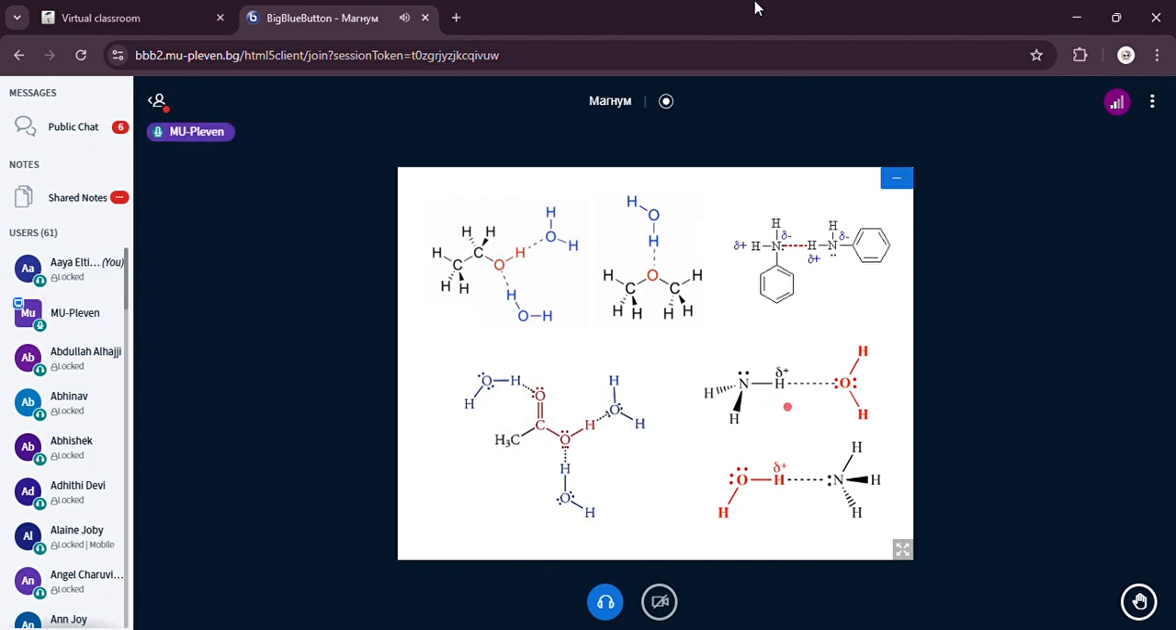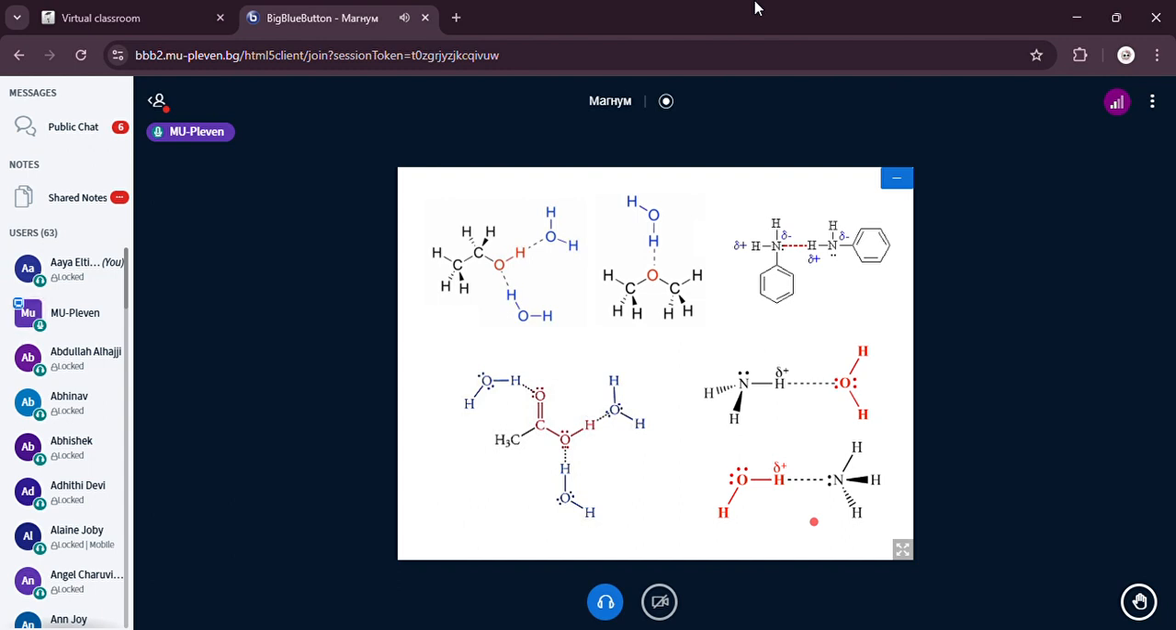Next example, ammonia molecule makes hydrogen bonds with water molecules. Ammonia again, hydrogen bond with water molecule. Which is the difference between these two hydrogen bonds? There is a difference. And what is this difference?